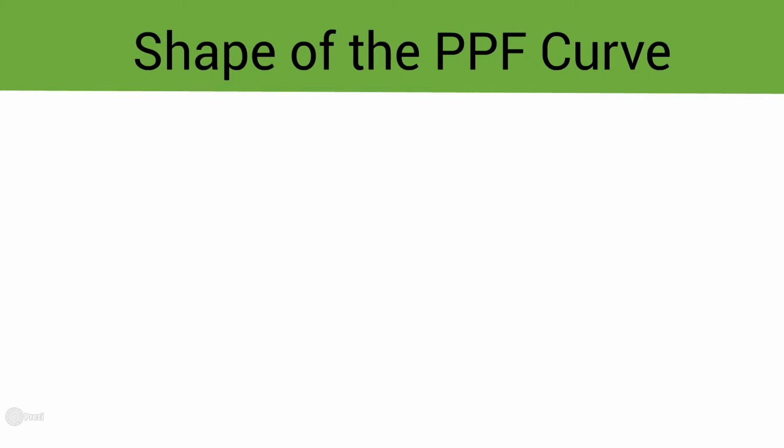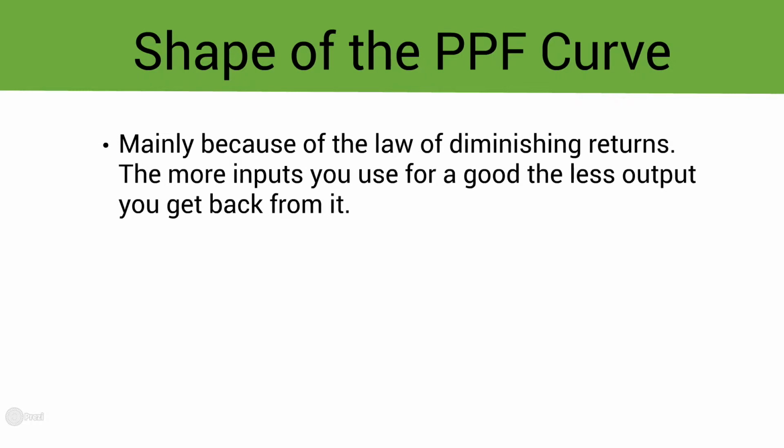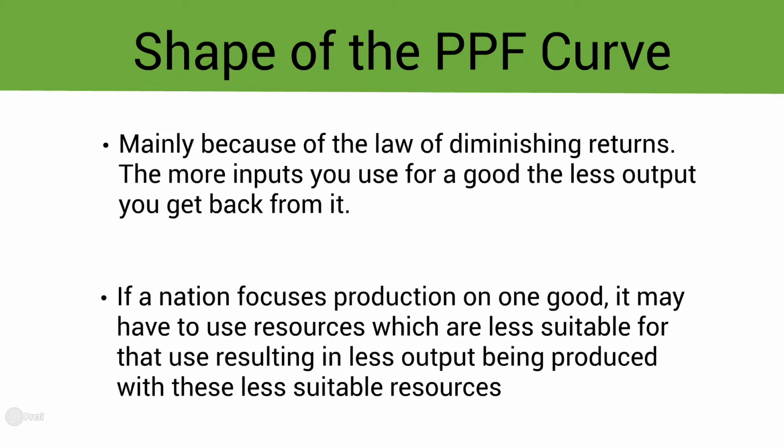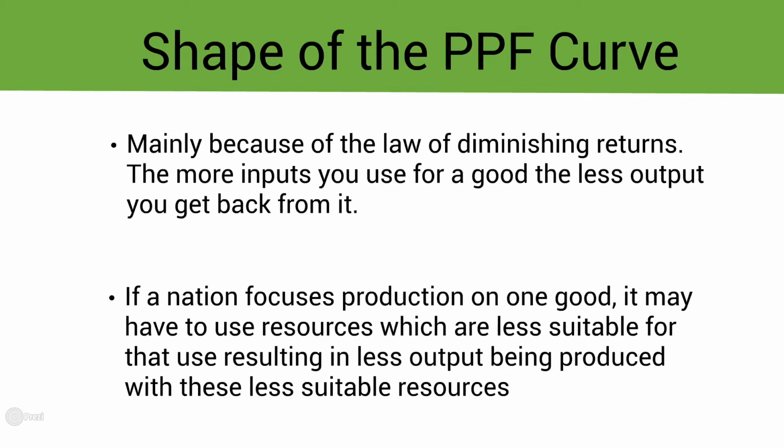But why is the PPF curve this shape? The PPF curve is this shape mainly because of the law of diminishing returns. The more inputs that you use for a good, the less outputs you get from it. If a nation focuses production on one good, it may have to use resources which are less suitable for that use, resulting in less output being produced with these less suitable inputs.